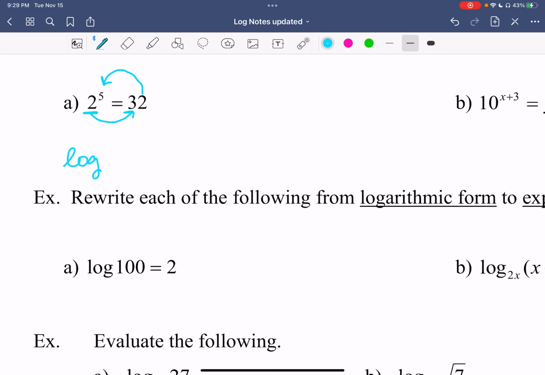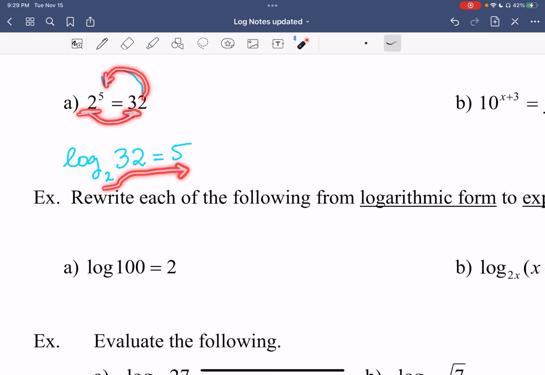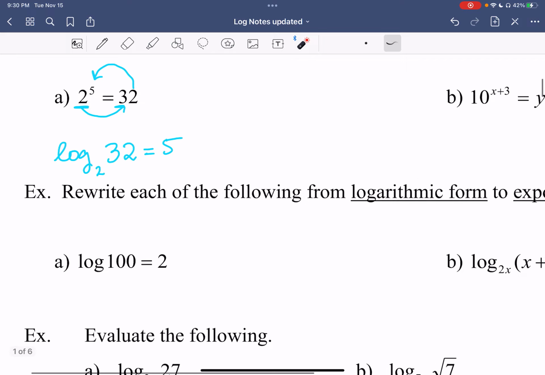So if you started with the 2, that means you're going to have a base of 2. Your next arrow leads you to 32, and your last arrow leads you to the number 5. So you write them in order: 2, 32, 5. You're writing them from left to right, straight across. And then if you want to double check your work, you can do that in the calculator.